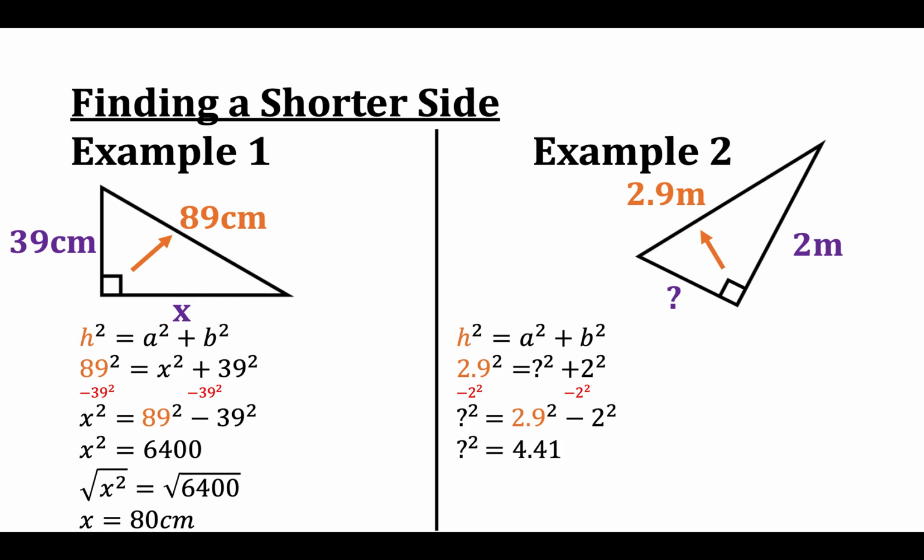And calculating the right hand side gives us 4.41. We need to square root both sides because that's the inverse of squaring something. And that will give us the required length, which is the question mark, and it's 2.1 metres.